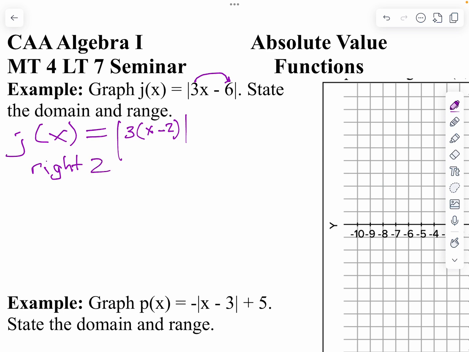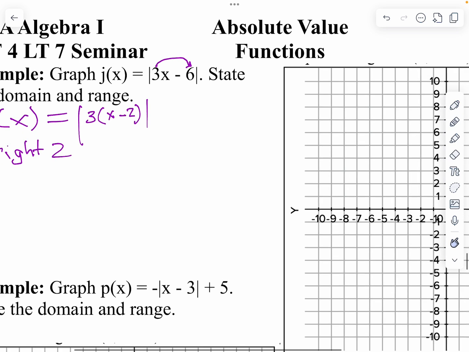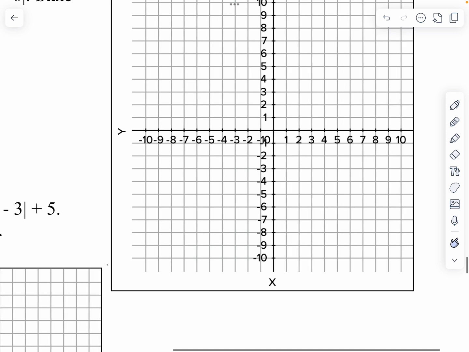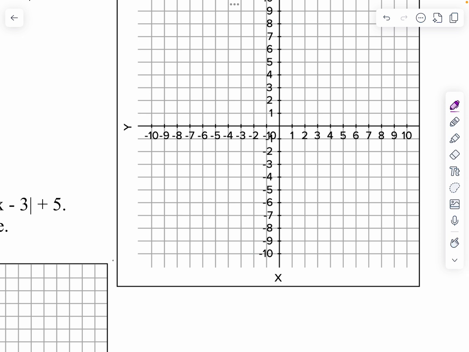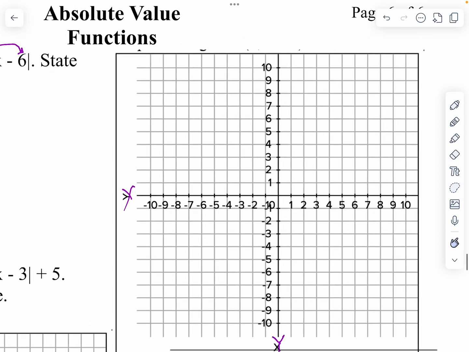So I'm going to go on my graph. I'm going to go to the right 2. Sorry, brand new textbook. I didn't notice they had the x and y backwards. This is y, this is x. I won't use this in the future, but I used it on this first one because I didn't notice it. So my v is going to start at 2.